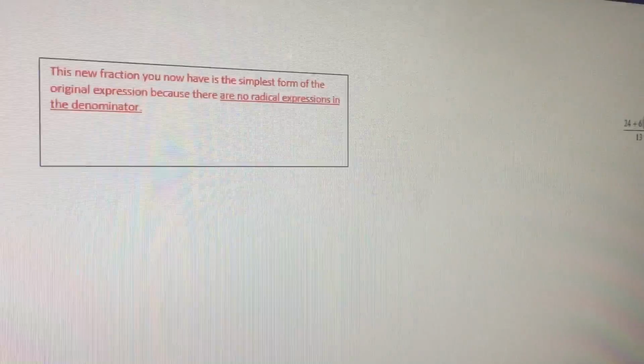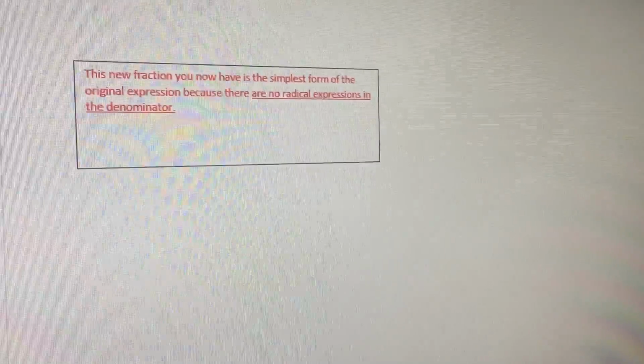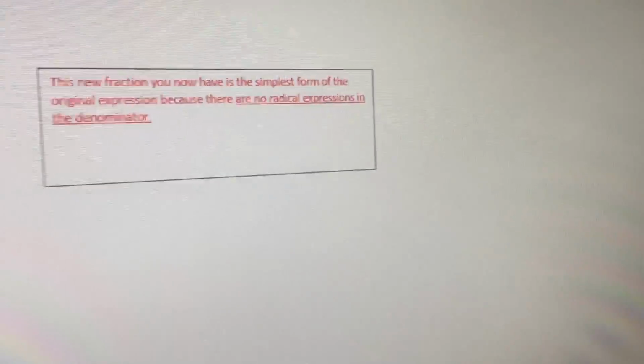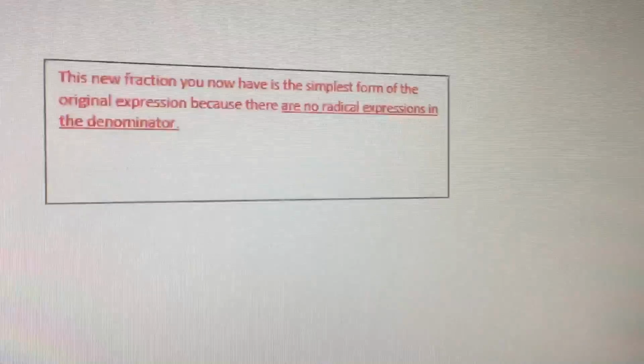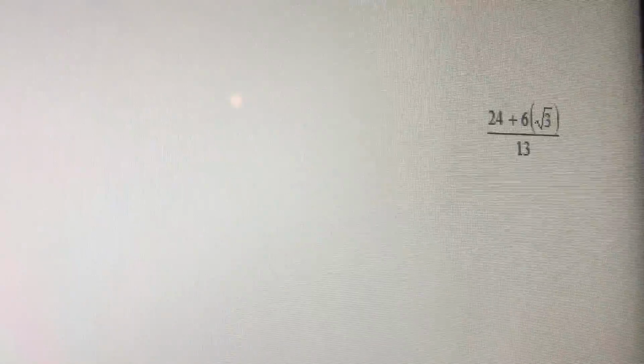Okay, so over here we have the new fraction you now have, as I mentioned earlier, plugging the numerator into the numerator and the denominator into the denominator. It is the simplest form of the original expression because there are no radical expressions in the denominator. So right here, 24 plus 6 root 3 over 13. That would be our final answer.